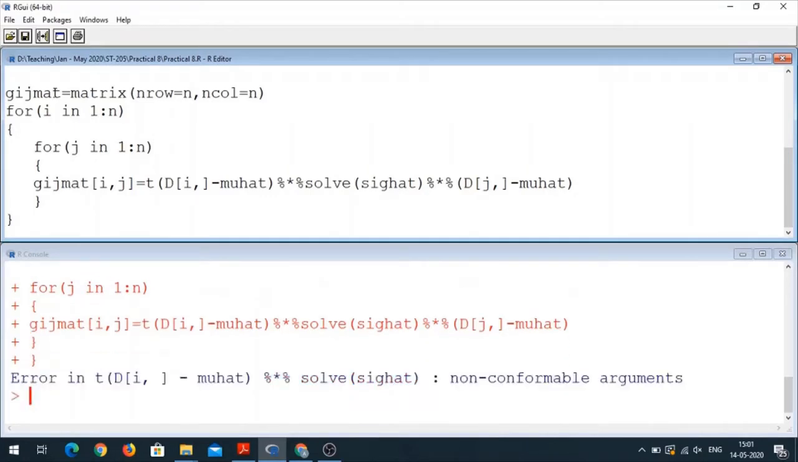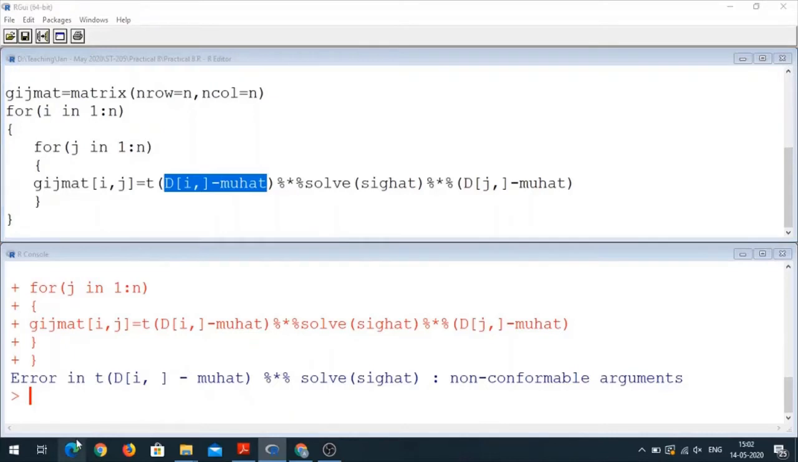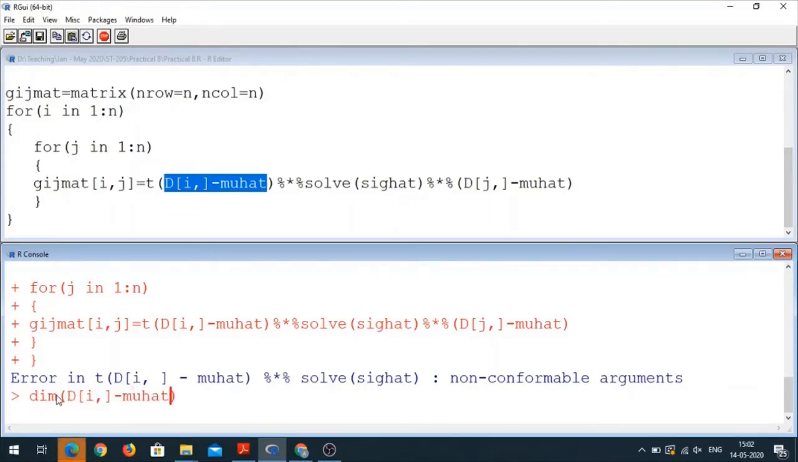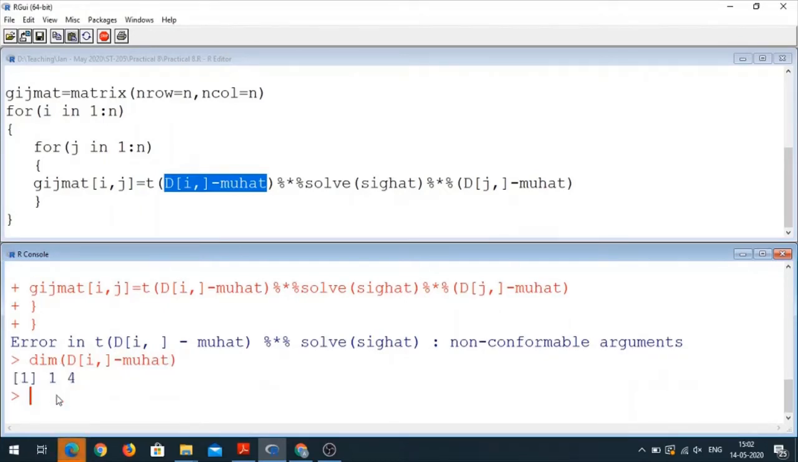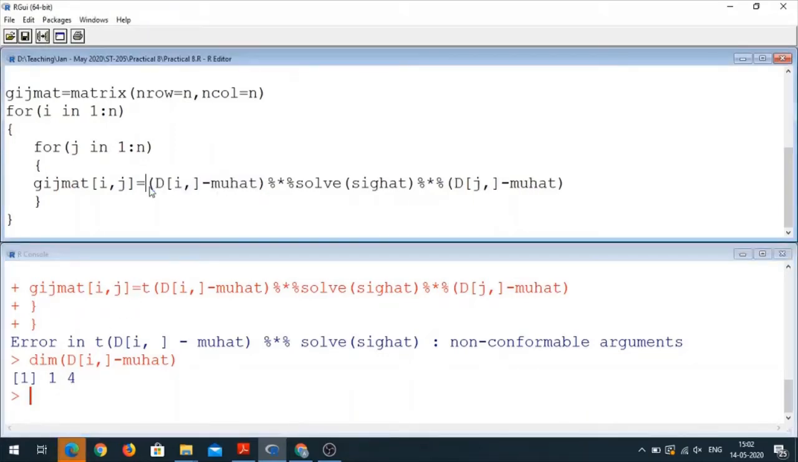Okay, yeah. So as expected, there is some problem. Sometimes R doesn't understand the vector dimensions. So these sorts of things happen. So let me check what is the dimension of di minus mu hat? Okay. See, this has become 1 cross 4 instead of 4 cross 1. Therefore, this issue. So I'll have to remove transpose from here and put a transpose here.